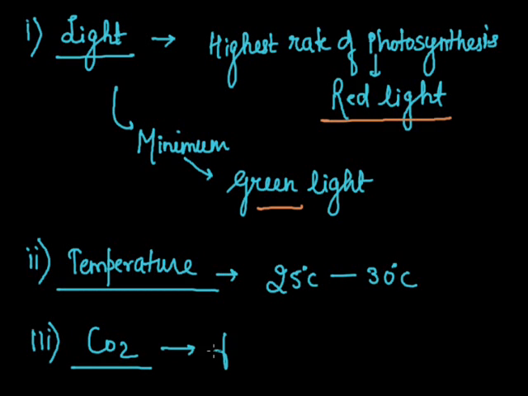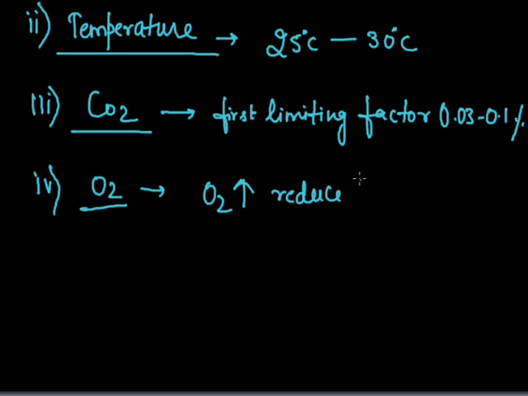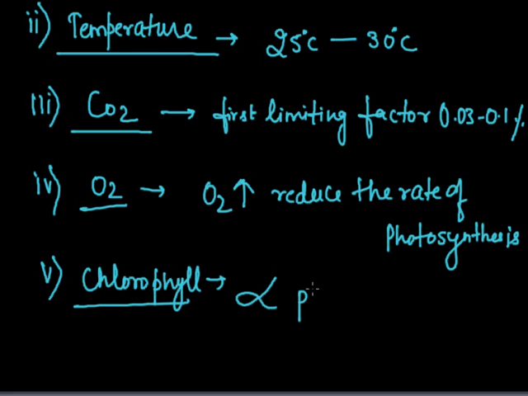It is the first limiting factor, with 0.03 to 0.1% present in the atmosphere. The fourth factor is oxygen. A higher concentration of O2 reduces the rate of photosynthesis. Fifth is chlorophyll. Chlorophyll content is directly proportional to the rate of photosynthesis. More chlorophyll, more photosynthesis occurs in green plants.